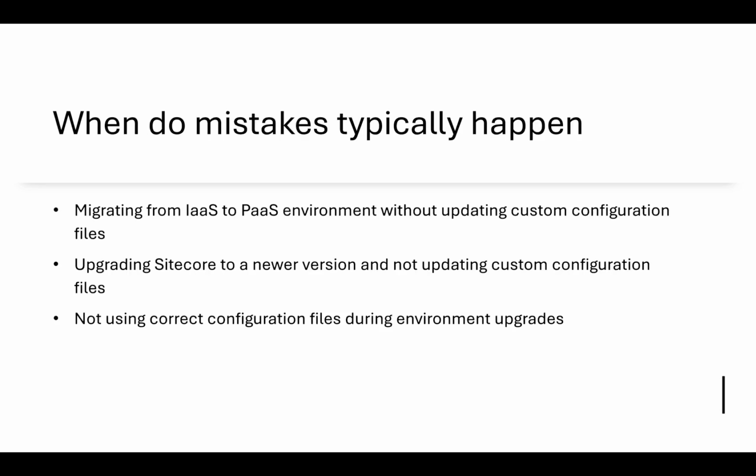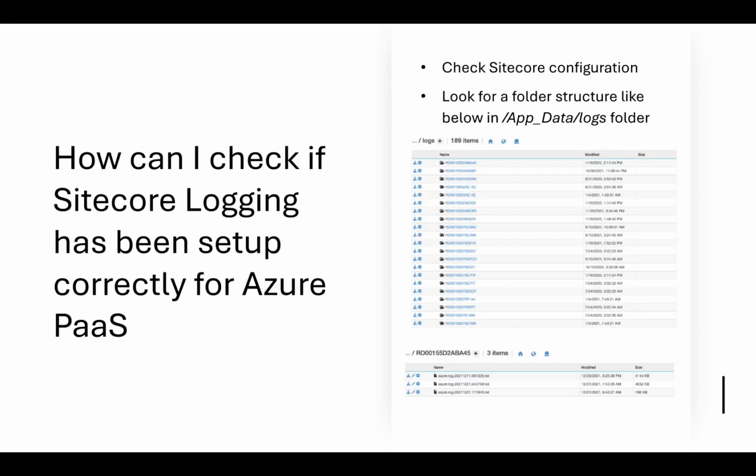When do mistakes typically happen? They do happen when you migrate from IaaS to PaaS environment without updating custom configuration files. You basically carry over old configuration files, overwriting PaaS specific patch files. Or second point, upgrading Sitecore to a newer version and not updating custom configuration files. Or finally, not using correct configuration files during environment upgrades.